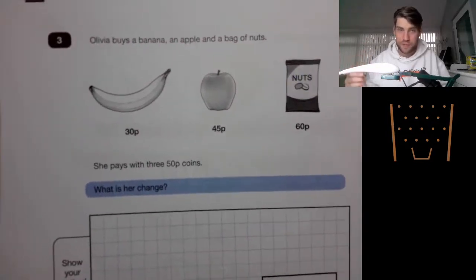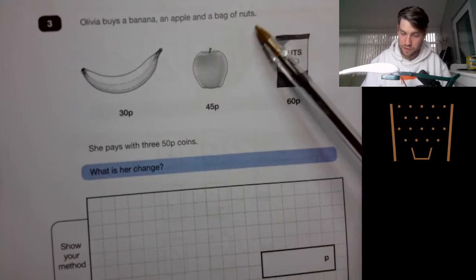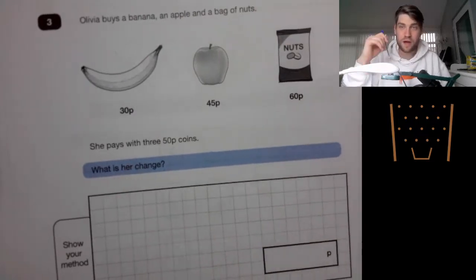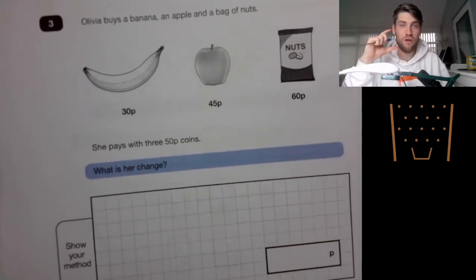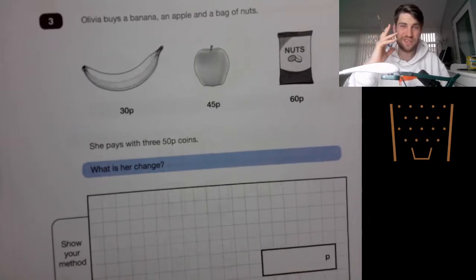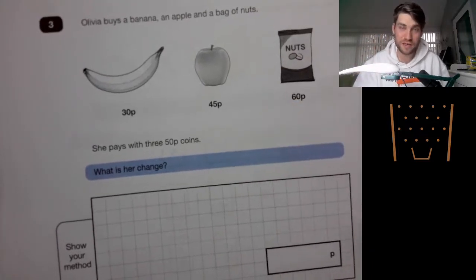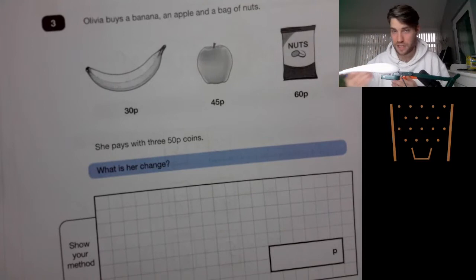So, worded problem again, involving money. Olivia buys a banana, an apple, and a bag of nuts. Just to remind you, these questions are all non-calculator as well, okay? All SATS papers, none of them you can use a calculator. It's only when you get to GCSE. However, questions very similar to this are on GCSE exams right at the beginning, so it all ties together.